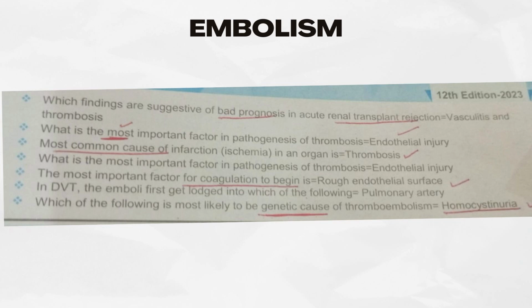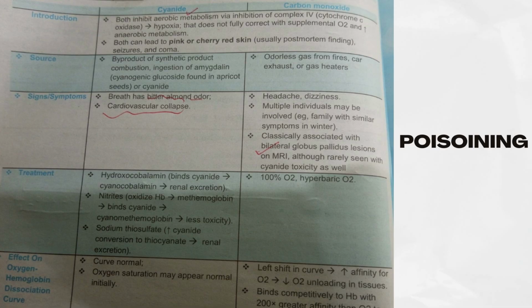Which of the following is most likely to be the genetic cause of thromboembolism? The most common genetic cause is factor V Leiden. Another genetic cause is homocystinuria.